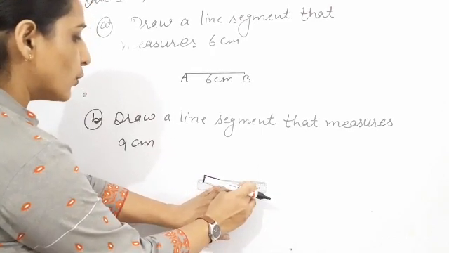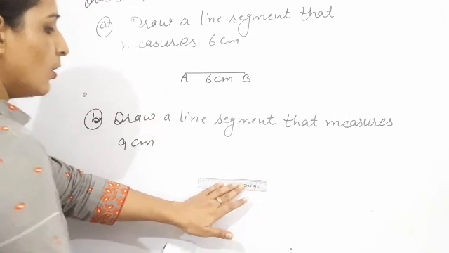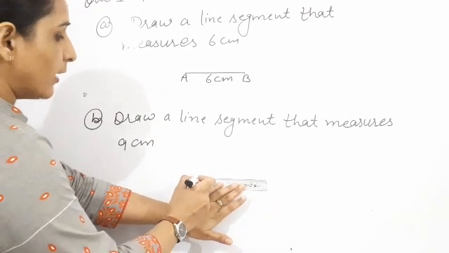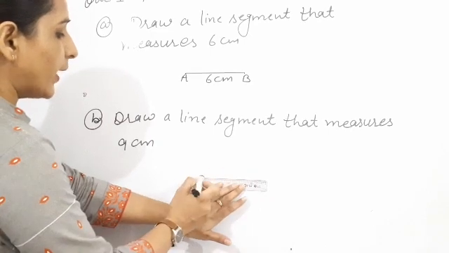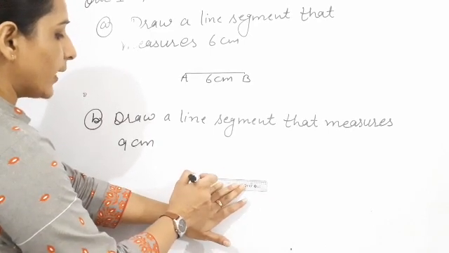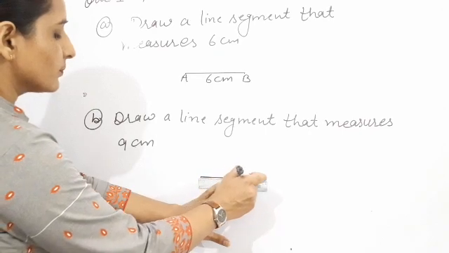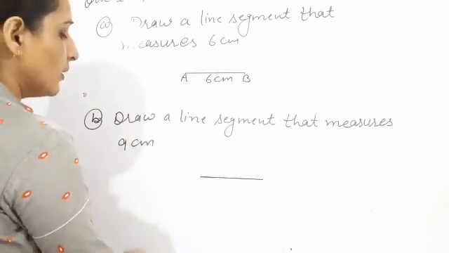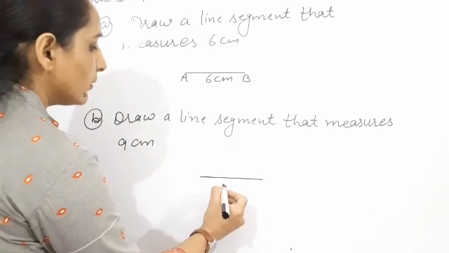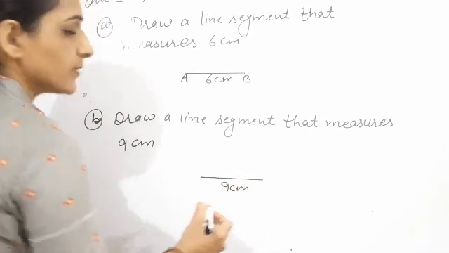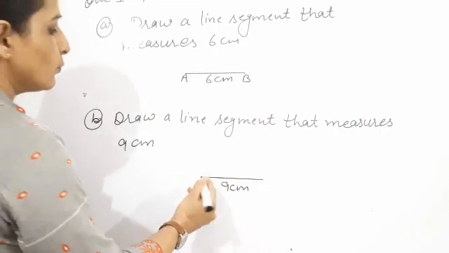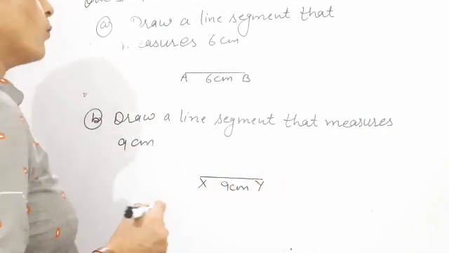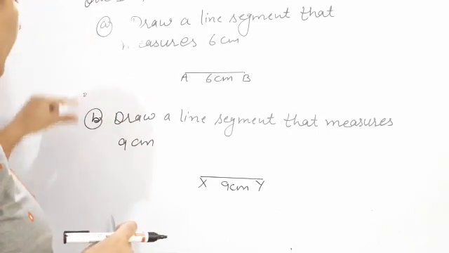So don't move it. Put the scale on your notebook tightly like this, and then start from 0 to 9. You take 2 points, otherwise you can draw like this also. Clear? 9 centimeter, 0 to 9 centimeter. After that, downside you write 9 centimeter. From your side, if you want to give a name, then name this line segment XY. Clear? So this is part A and B.